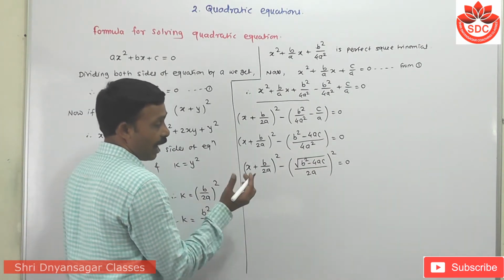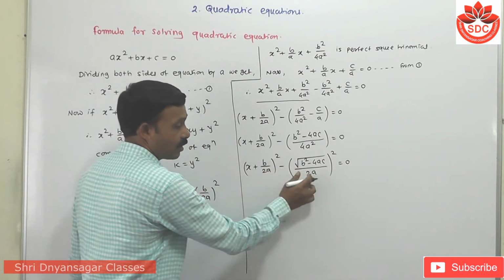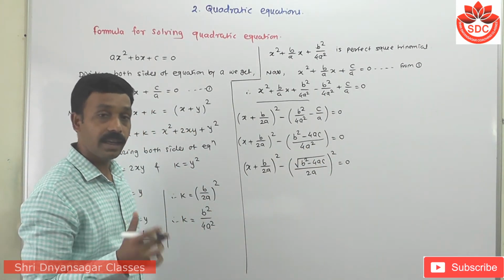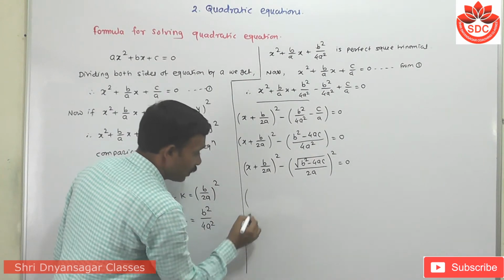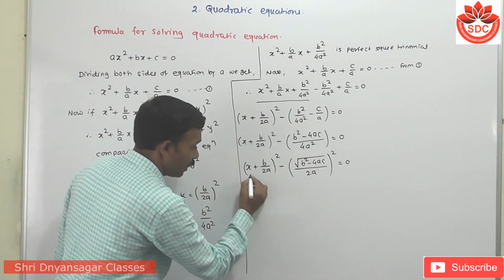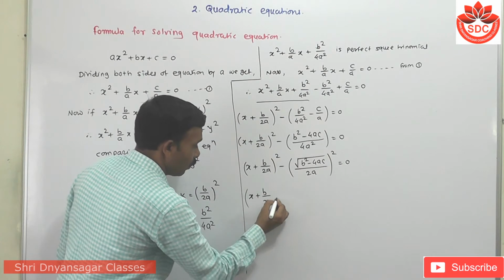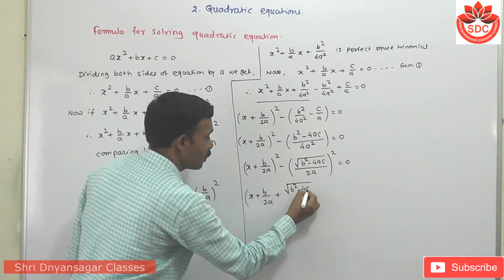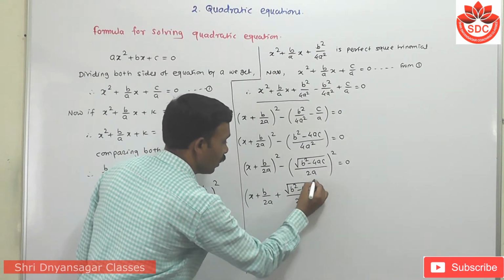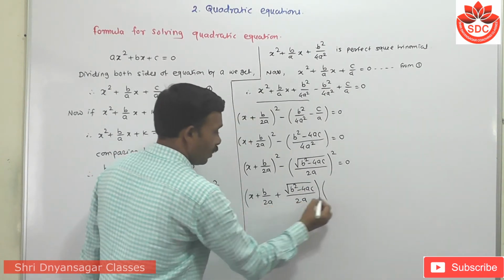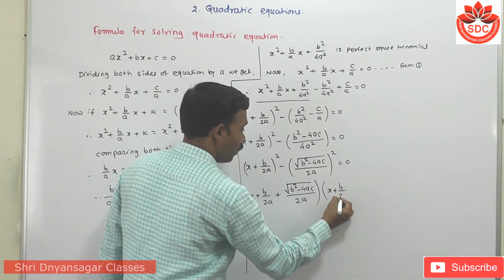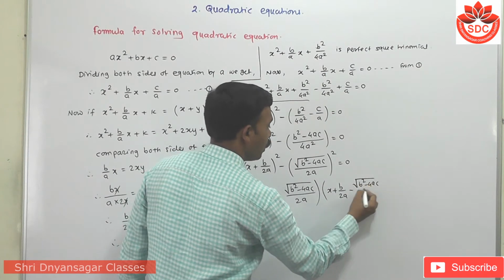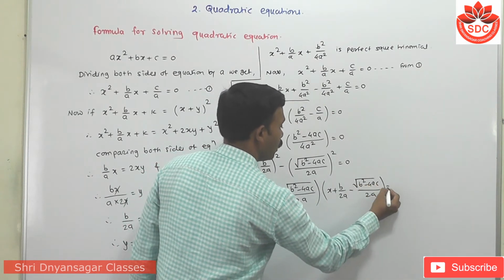Then we use the identity a square minus b square, which is (a plus b) into (a minus b). Therefore, using this identity, a is this value and b is root of b square minus 4ac upon twice a. So we get x plus b upon twice a plus root of b square minus 4ac upon twice a, another bracket x plus b upon twice a minus root of b square minus 4ac upon twice a, equals 0.